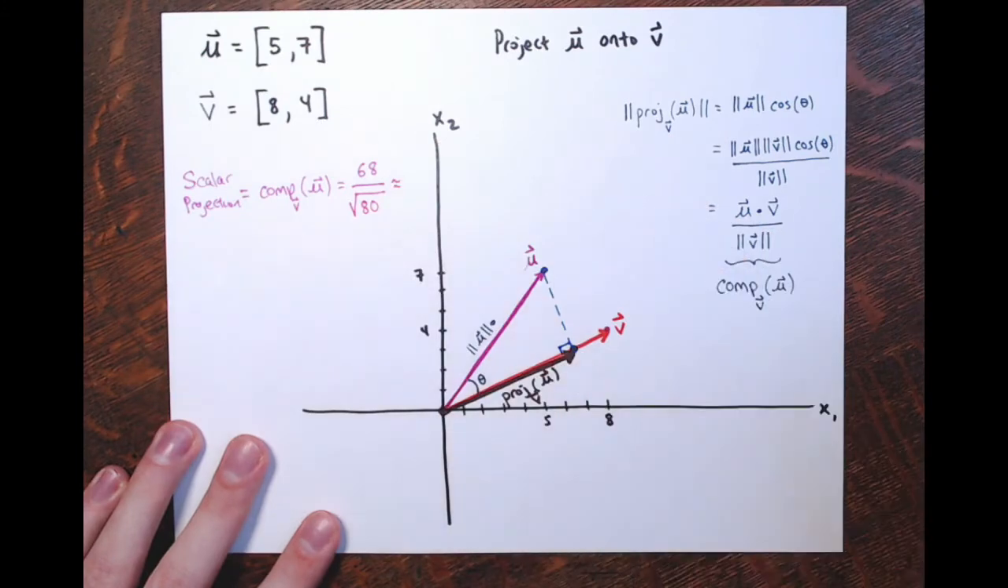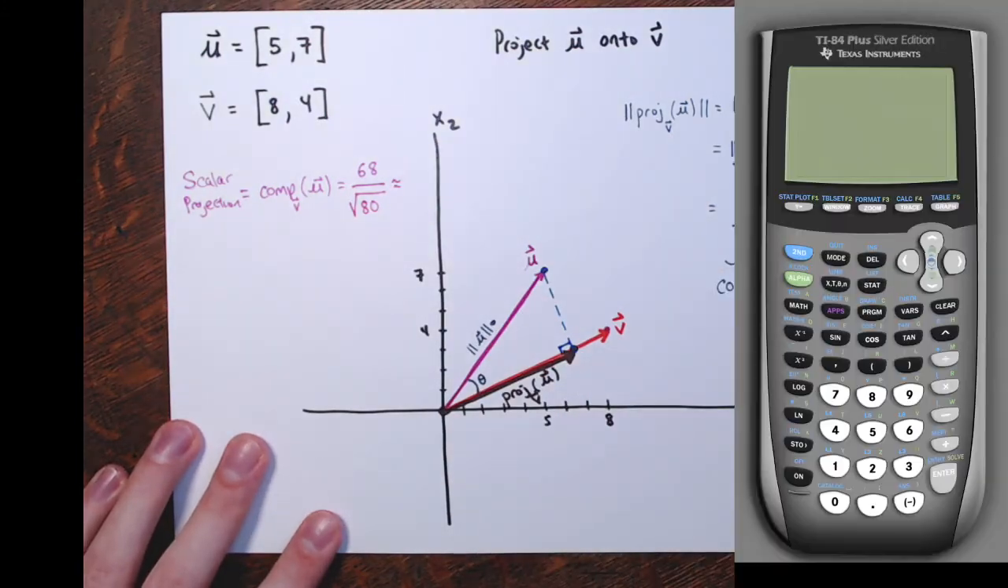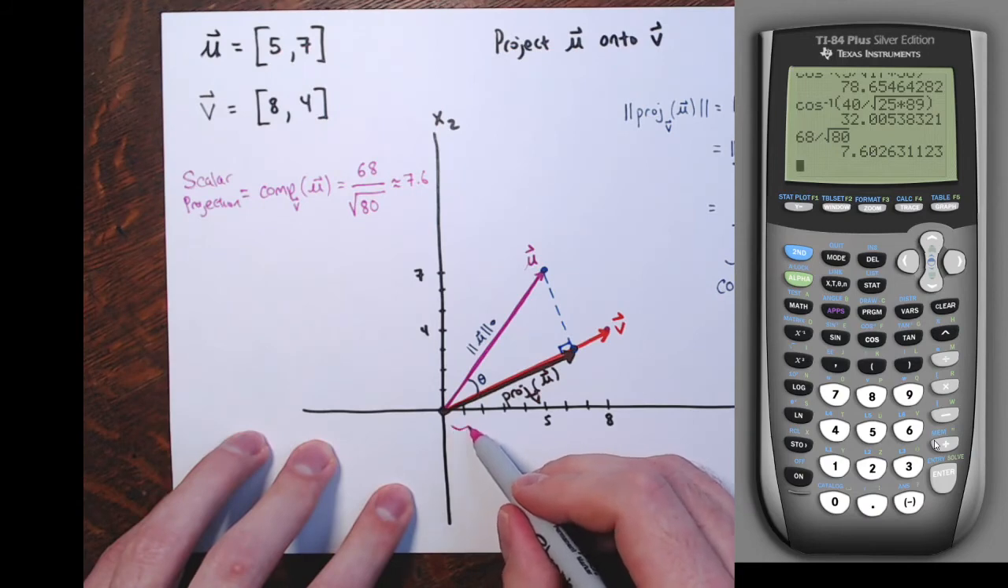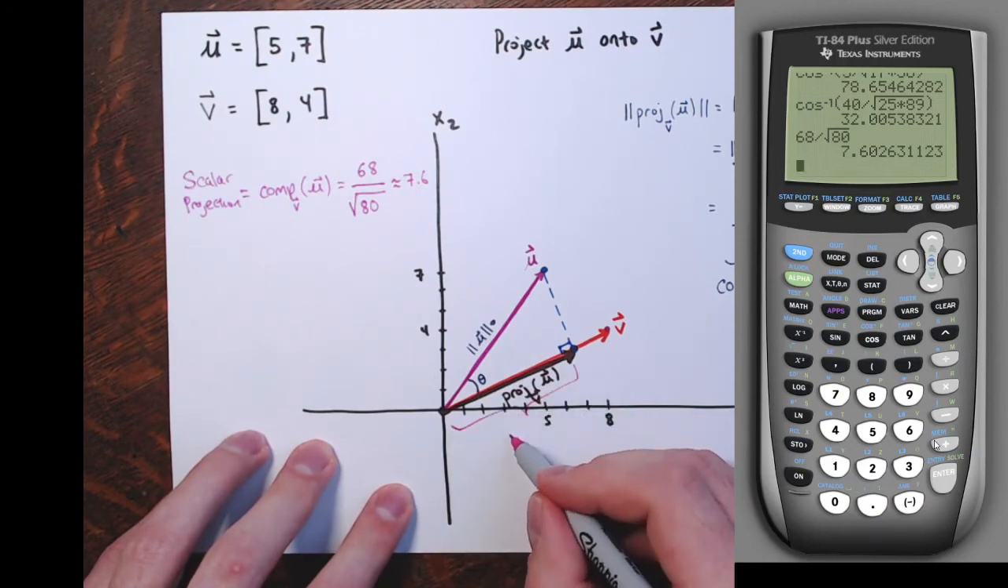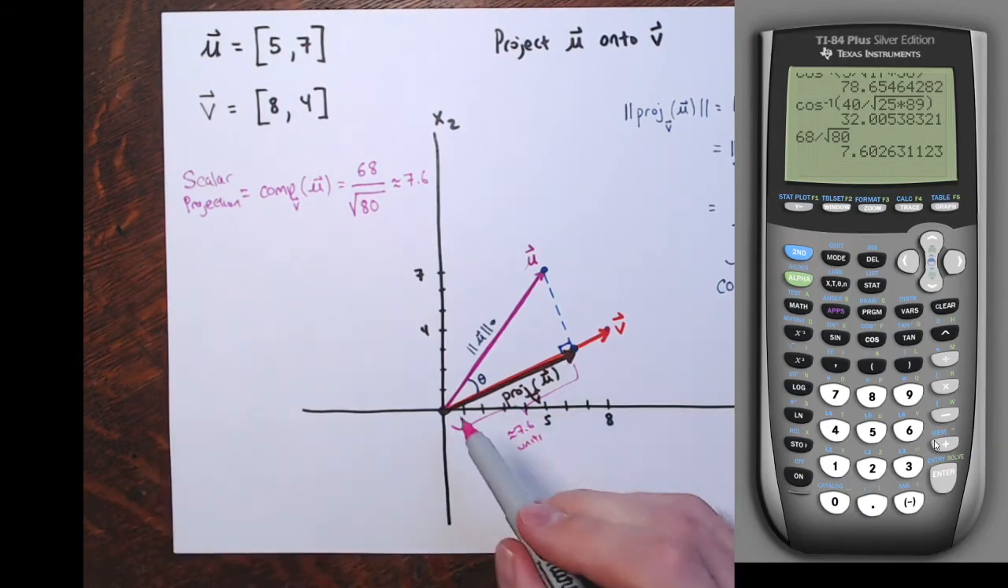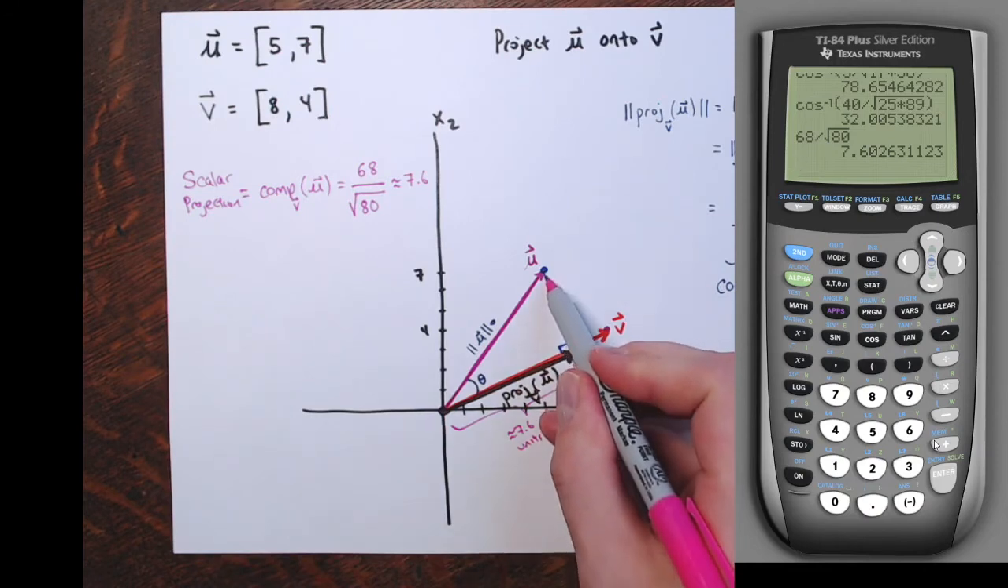And we can punch this in, and I'll get an approximation. Pull the calculator up. So I'll take 68, the dot product of u and v in the numerator, divided by the norm of v, the square root of 64 plus 16, square root of 80, in the denominator. And this is approximately 7.6, right? So this length right here is approximately 7.6 units long. This vector that I drew from the origin to this point directly below u onto v.